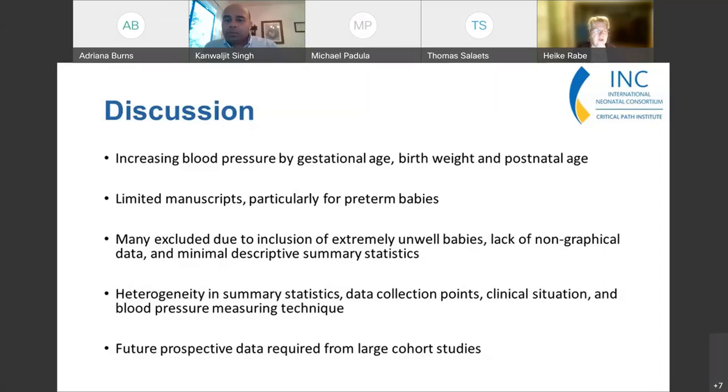Quite a number of manuscripts did not have data which we could extract for the meta-analysis. We had to exclude quite a number of studies where the data was presented only as graphical data and not as numerical data. So overall, it gives us a good basis for defining what future prospective data are required from large cohort studies, and we do hope that within INC and with the other activities we have, we can pursue this further and also put a definition into the manuscript, which we will hopefully finish by the end of this year. So thank you very much for your attention.